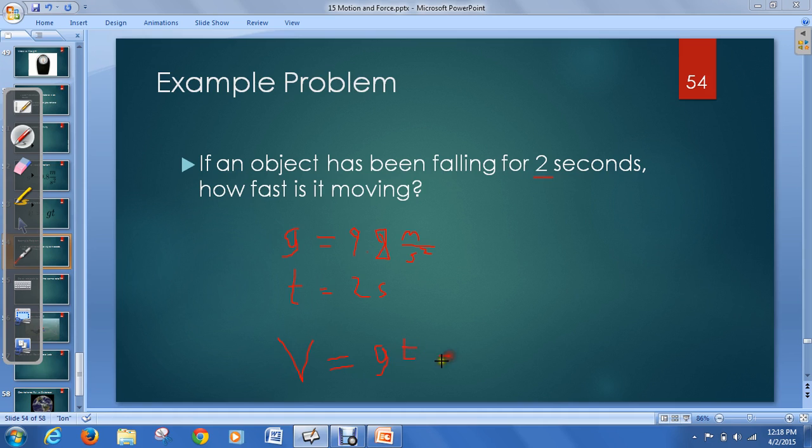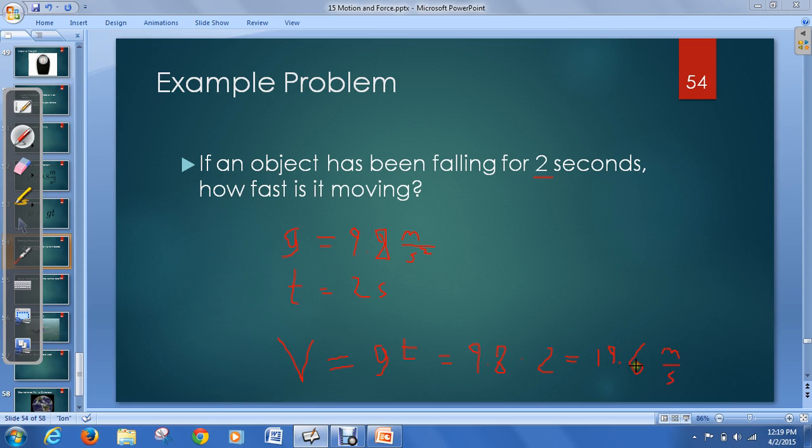We just take g, which is 9.8, and we multiply it by 2, and we get 19.6 meters per second. So after an object has been falling for 2 seconds, it is moving at 19.6 meters per second. That's pretty fast. So every second you're moving 19.6 meters, or about 60 feet. That's pretty crazy how fast that's pulling you down.